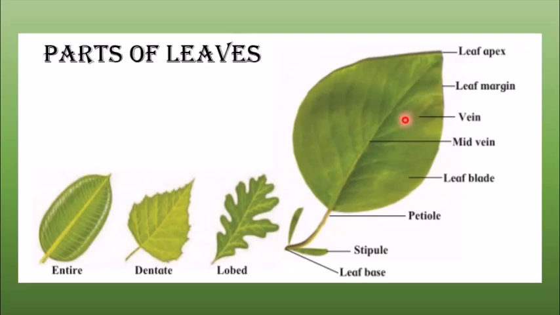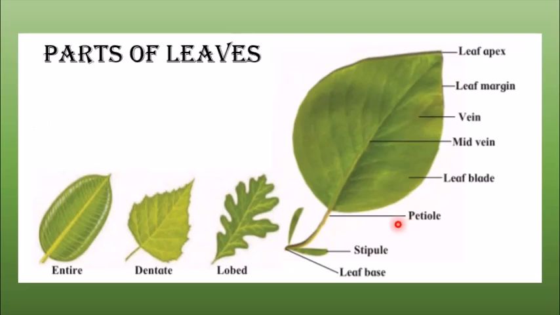Then on the leaf you may find small veins, and a big vein also running through. The bigger one which runs through the middle is called the midvein, and the small veins which are connected to the midvein are called the veins. Then you will see a small stalk. This stalk is present in some plants and absent in others. If it is present, it is called the petiole.